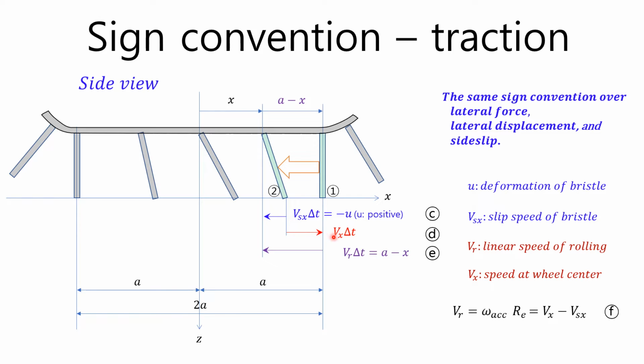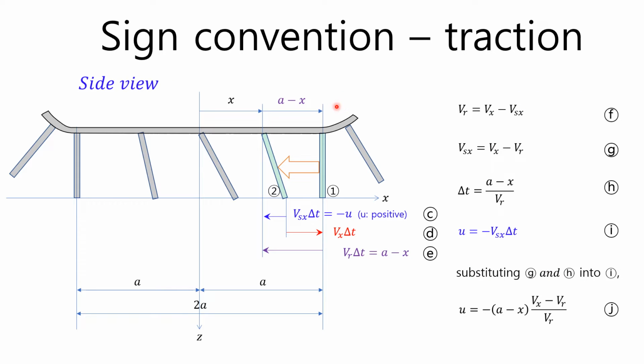Therefore, if the bristle slip velocity Vsx has a negative value and the bristle deformation u has a positive value, the expression c can be obtained. Please note that minus u is not a positive number in traction, but u itself is a positive number. Consequently, Vsx becomes a negative number.